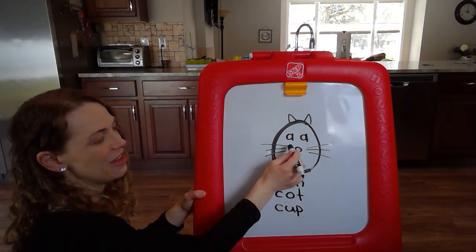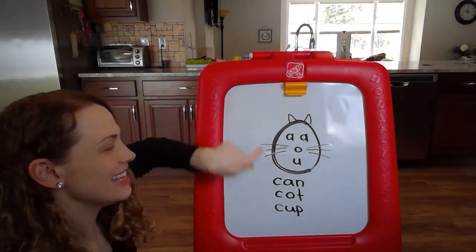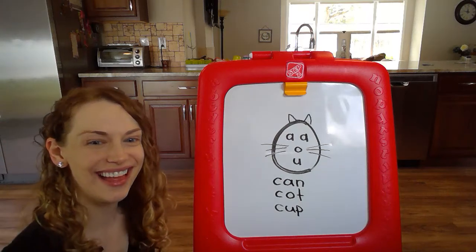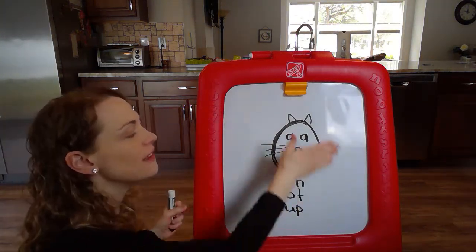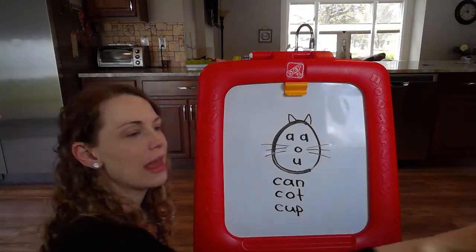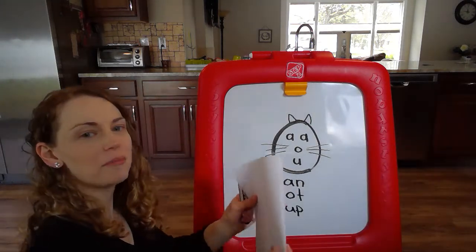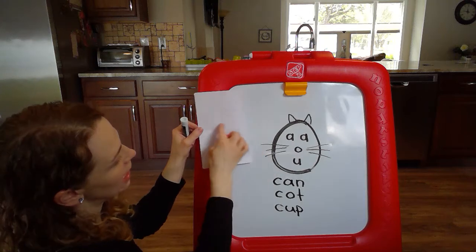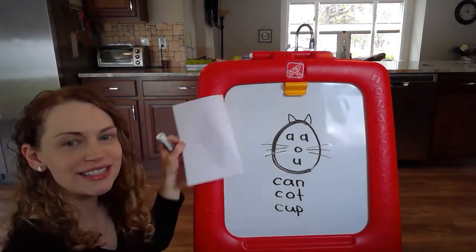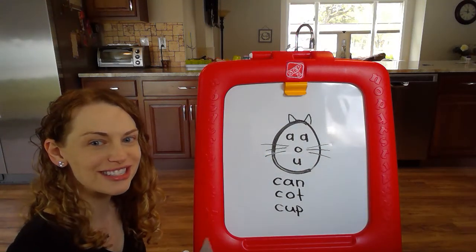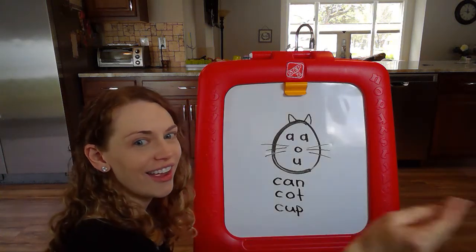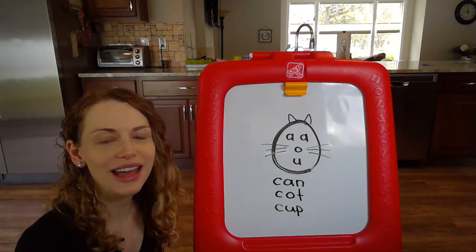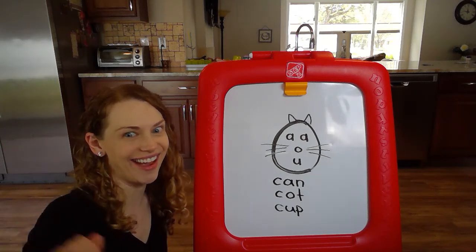C has A-O-U. Do it with me. C has A-O-U. Excellent. Hit pause. Finish making that side of your paper because it's going to become a poster. So here on this side, you can have your cat and some example words if you have room for those words as well. Once you've got that whole part done, then hit play again and we're going to get into K. Are you ready?